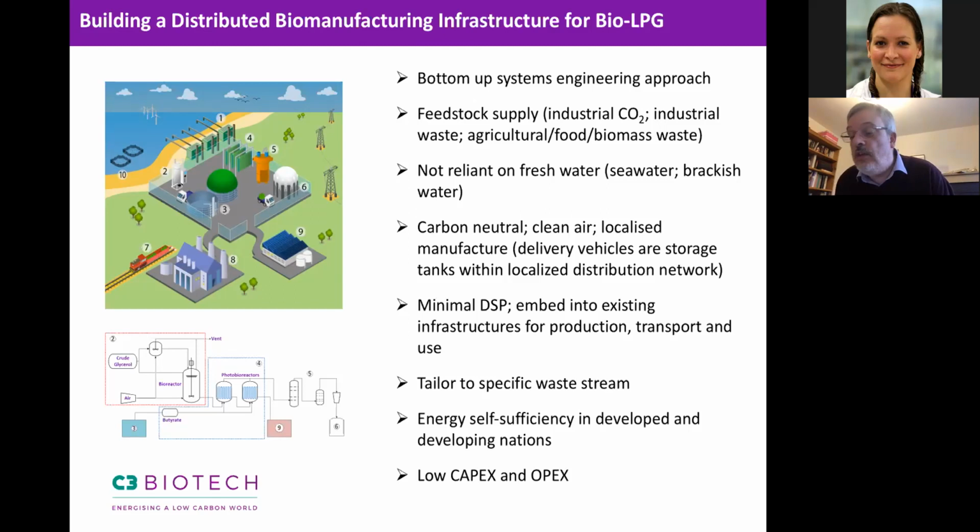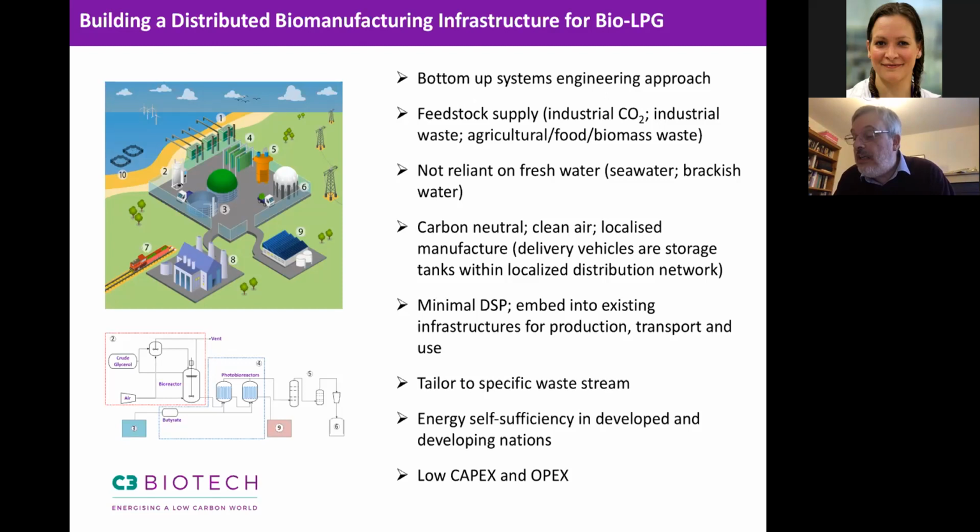Consequently, we've taken a sort of bottom-up systems engineering approach to inform the overall design. Clearly, feedstock supply is central. We need to be able to target, for example, carbon dioxide or industrial wastes, or perhaps agricultural and food and biomass waste, which are in plentiful supply in the UK. We shouldn't be reliant on fresh water, which is potentially scarce in certain regions of the world, and also adds an initial cost burden in terms of the operation of such a plant. So our processes therefore need to run on seawater or brackish water. We want to use them out in the field.